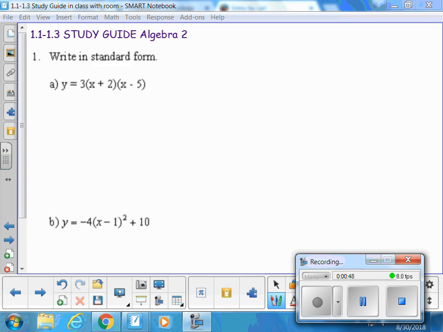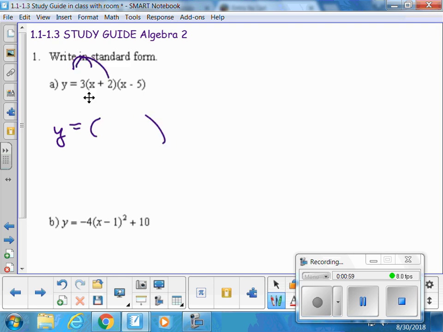Be very careful. You only take that 3 to that first group. So the 3 will kind of distribute in to that x plus 2. So it becomes 3x plus 6. And then x minus 5 will stay unchanged for that first step. And then go ahead and try to FOIL it out the rest of the way by yourself. I'll pause the video and let you try that.